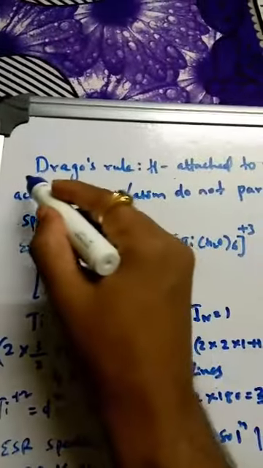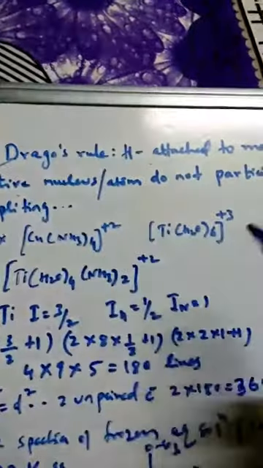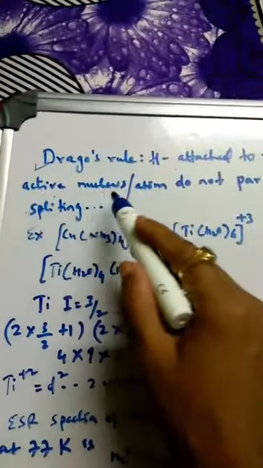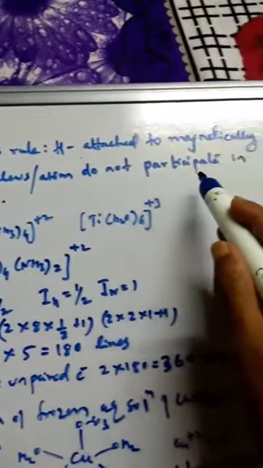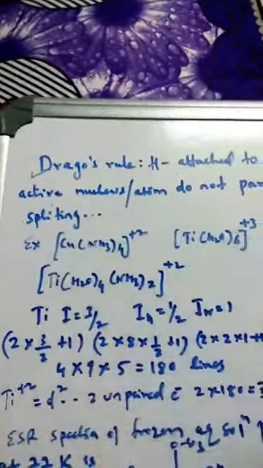One thing you come across in ESR is Dragos rule. What is this Dragos rule? It says that the hydrogen attached to a magnetically active nucleus or atom does not participate in splitting. This is called Dragos rule.